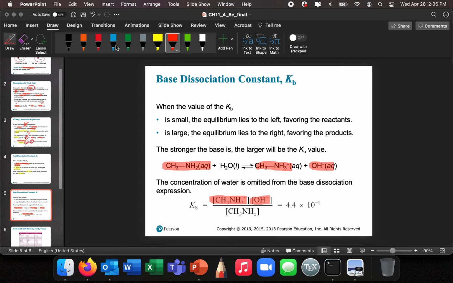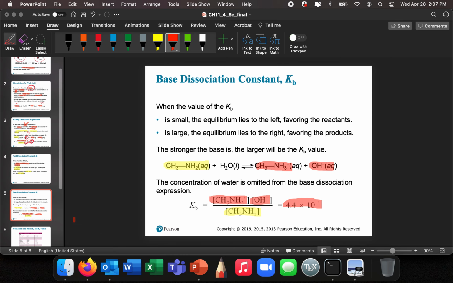Let's go here to yellows. My methylamine, you see the concentration of methylamine is on the bottom, right? So it's the products over the reactants again. All right, and this is also a small K, which means that we mostly have much more reactants than we do products.